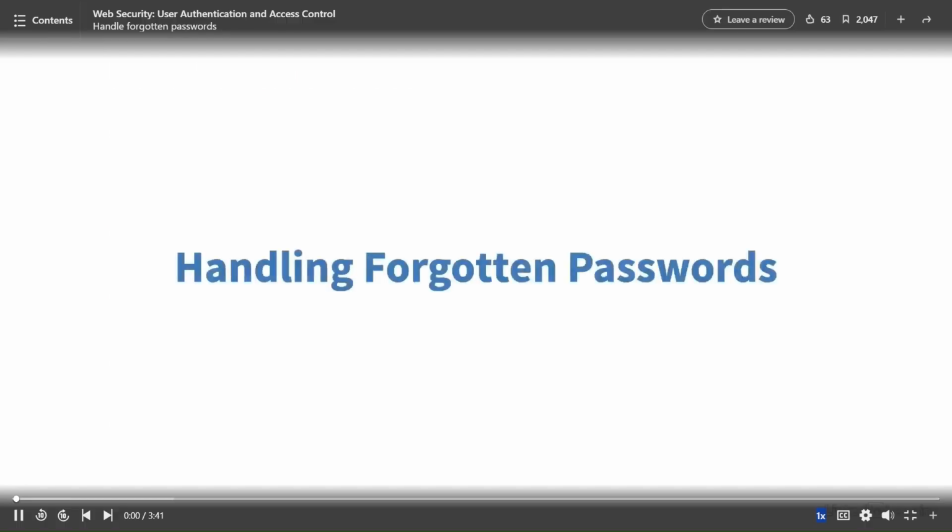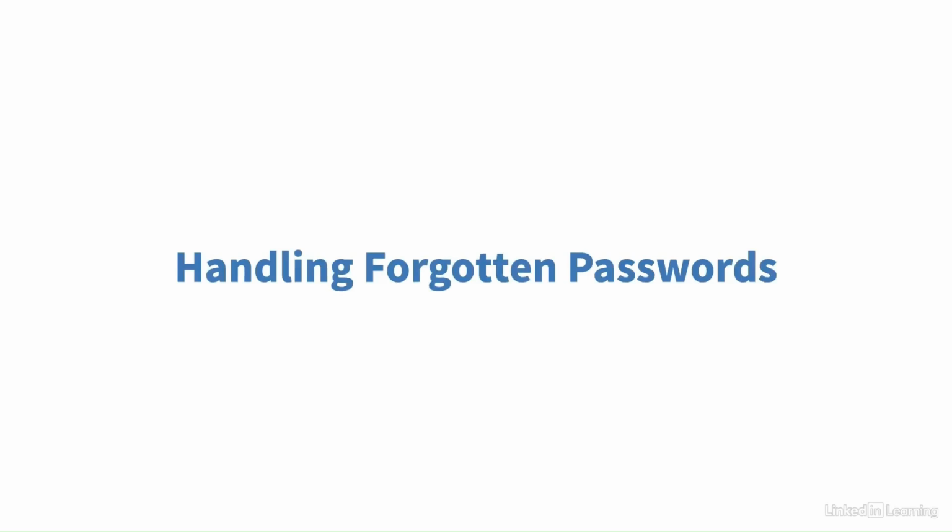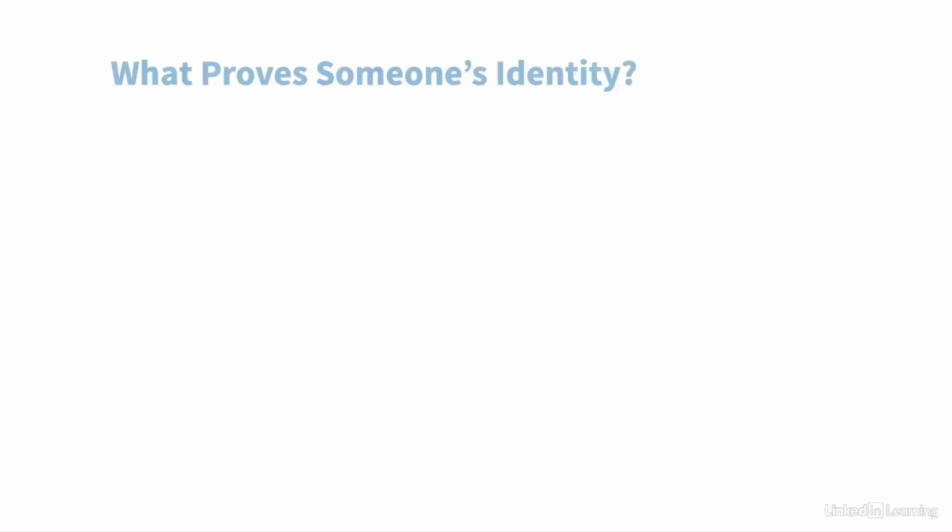In this movie, we will discuss what to do when users forget their passwords. Fundamentally, what we need is another way to authenticate that person so that they can set a new password. So we have to ask, what else would prove their identity? We could use a different knowledge-based authentication factor.